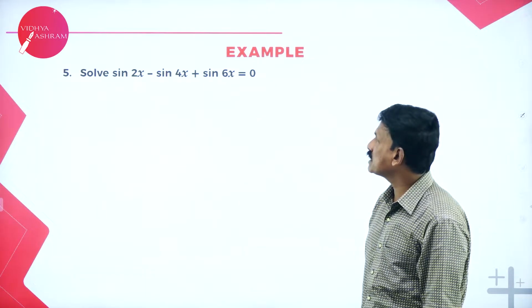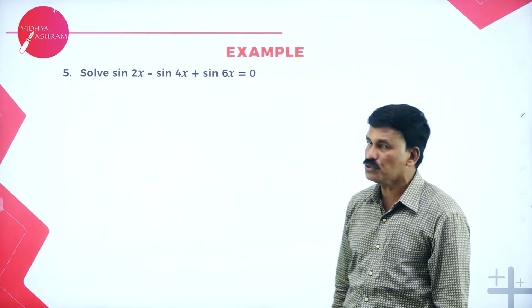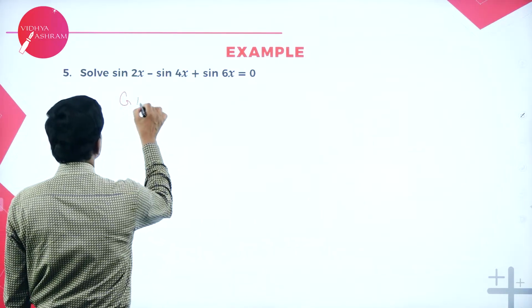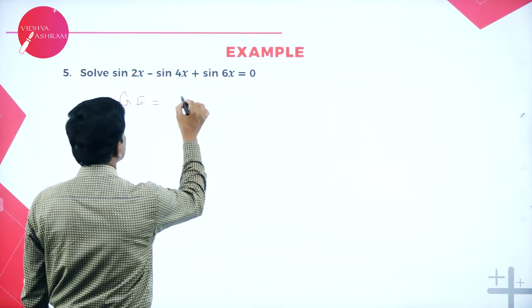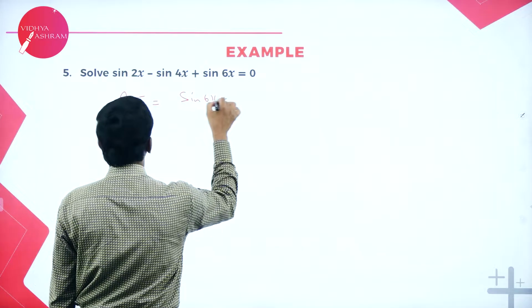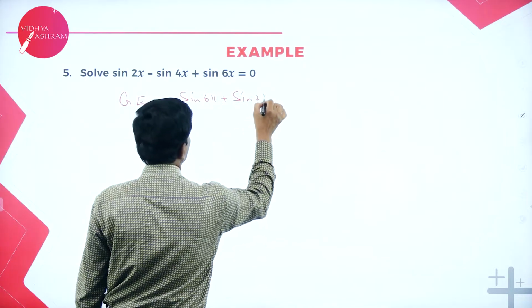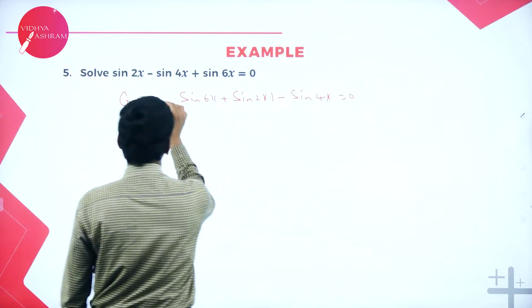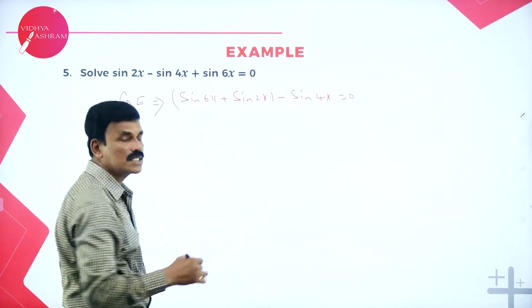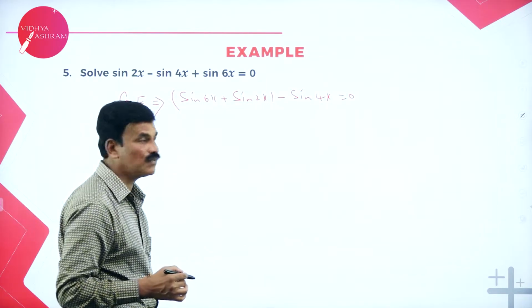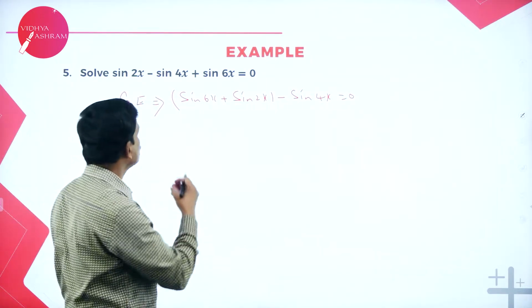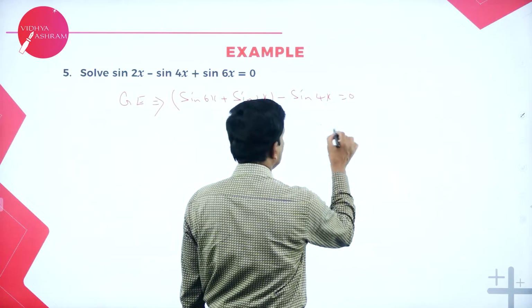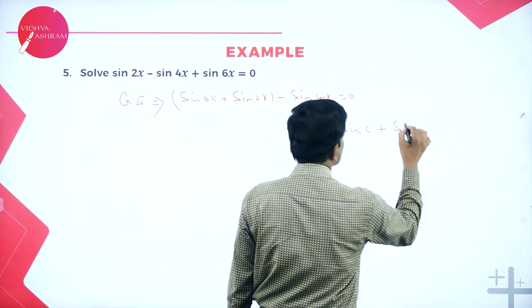Solve sine 2x minus sine 4x plus sine 6x is equal to 0. This is a very important problem indeed. Let us group this as sine 6x plus sine 2x as one group, minus sine 4x, equal to 0. The given equation can be written as sine 6x plus sine 2x minus sine 4x is equal to 0. For this, just make use of the sine C plus sine D formula.